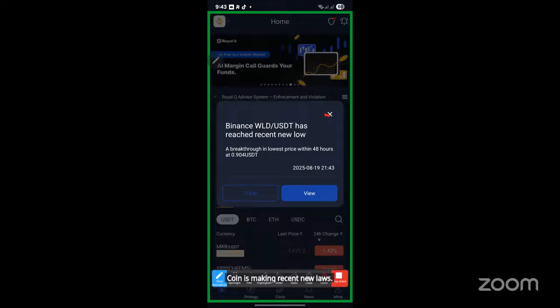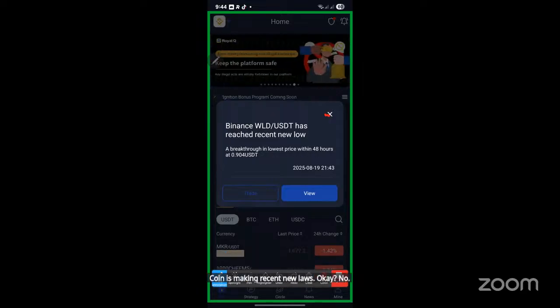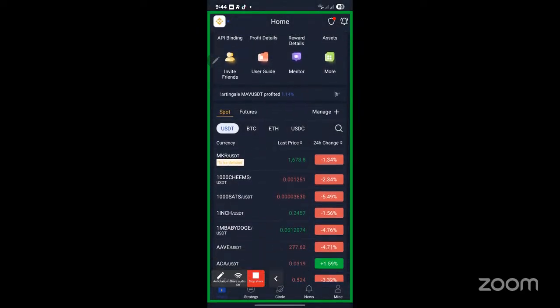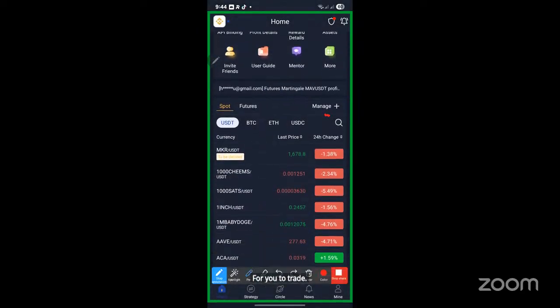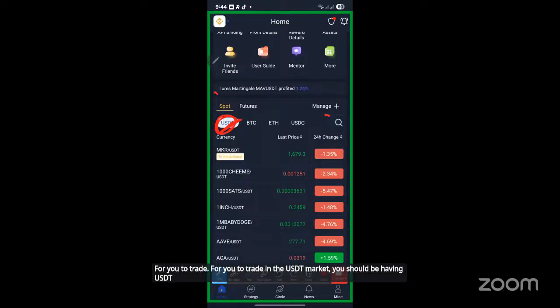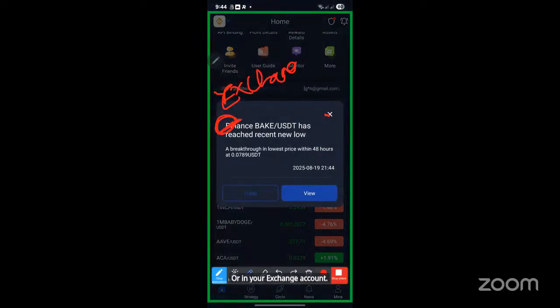Coins are making recent new laws. Okay, now for you to trade in the USDT market, you should be having USDT in your Binance account or in your exchange account.